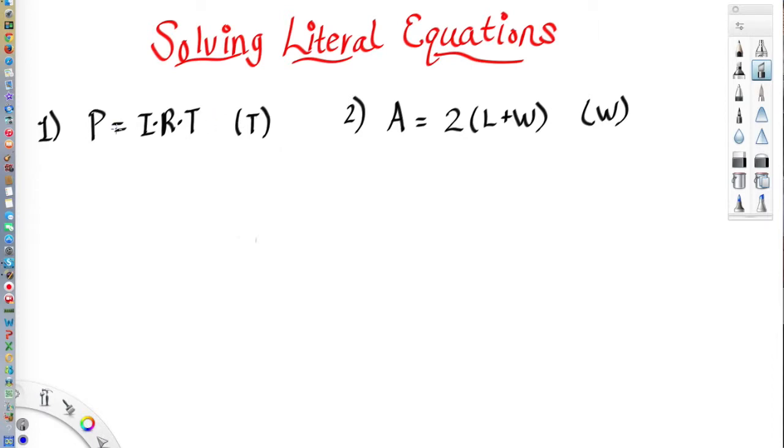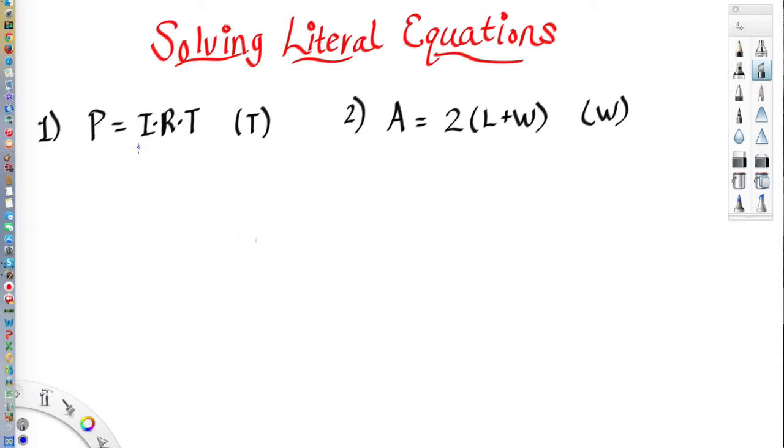Okay, for number one, I have P is equal to IRT. Principal is equal to interest times rate times time. And I want to figure out what just T is in terms of these other variables. Well, I need to isolate T. And how do you isolate T? You begin by asking what's happening to T. Well, T is being multiplied by I and R.